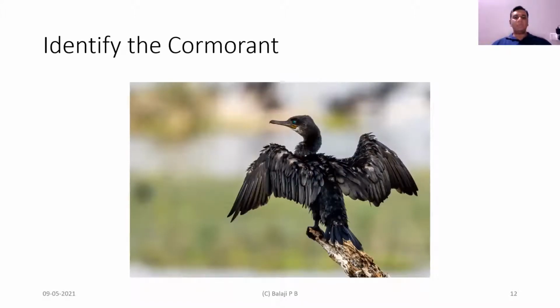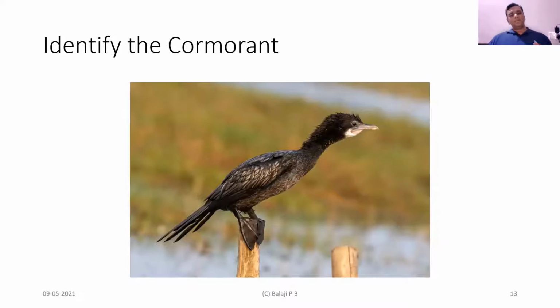Identify the cormorant. Indian cormorant. Is this the Indian or the intermediate cormorant? Emerald eye. Yeah, it has a long, slender beak and emerald green eyes. Emerald green eyes are a giveaway. You don't need to look at anything else. It is an Indian cormorant. Congratulations.